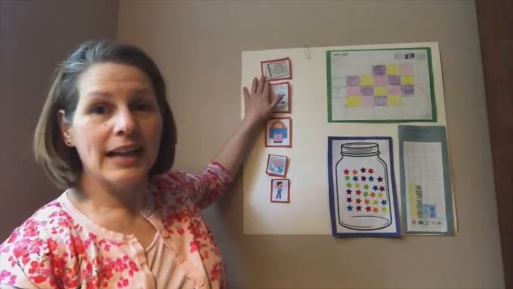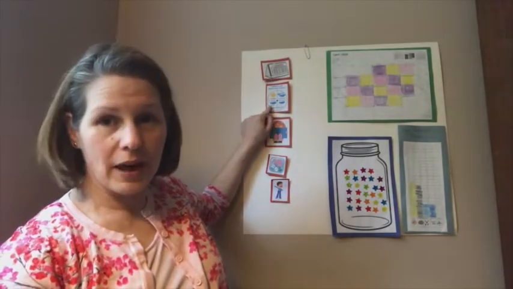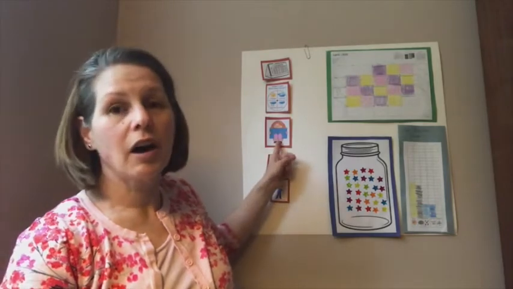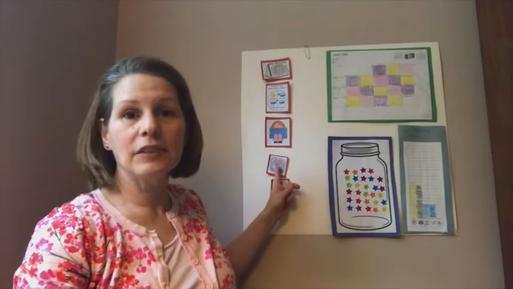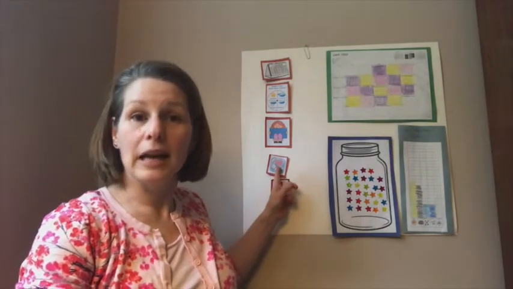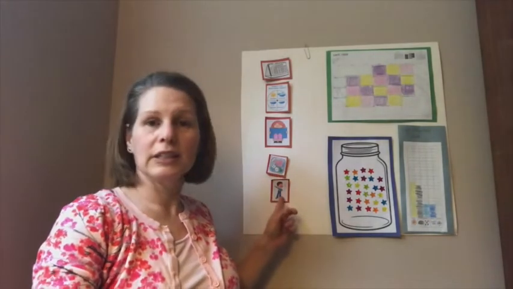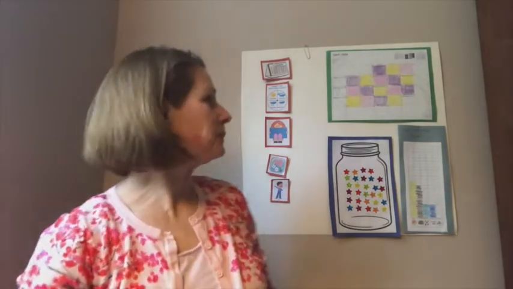Let's see what we're gonna do today. We're gonna start with our calendar. We're gonna check our weather. We're going to read a story called When I Feel Good About Myself. We're going to do an activity where we sort some big and little pictures. And we're going to sing The Wheels on the Bus. Should be fun. All right, let's start with our calendar.